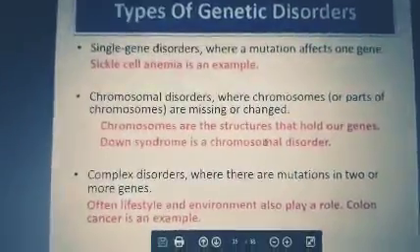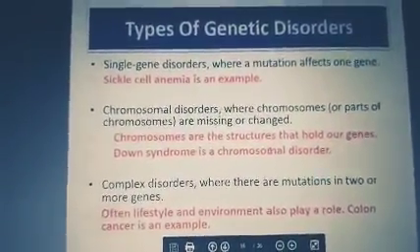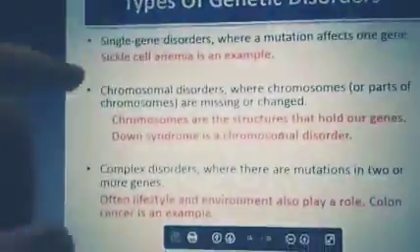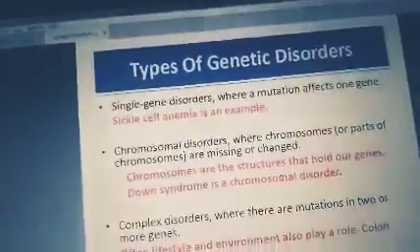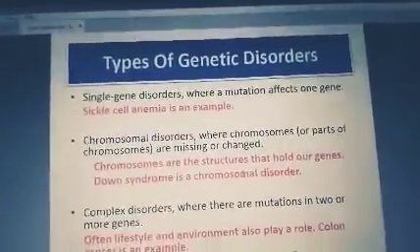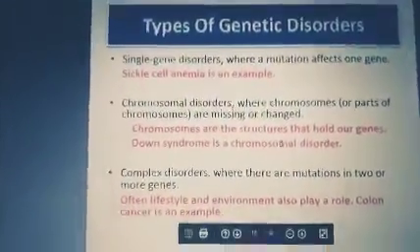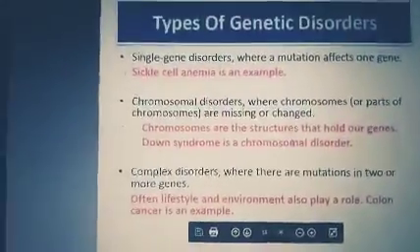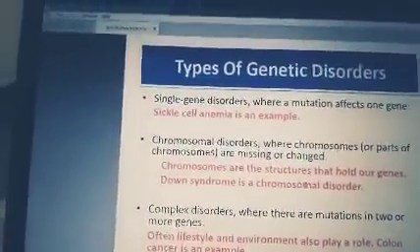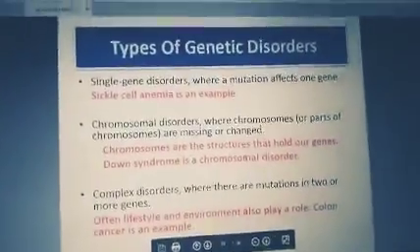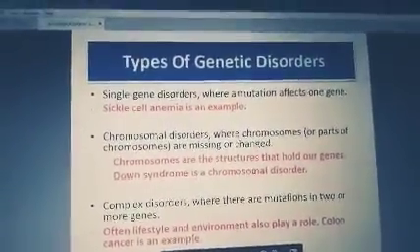Now, types of genetic disorders we are talking about. Single gene disorders, where a mutation affects one gene. Sickle cell anemia is a common example. Chromosomal disorders, where chromosomes or parts of chromosomes are missed or changed. Chromosomes are the structures that hold our genes. One common example of a chromosomal disorder is, definitely, Down syndrome.